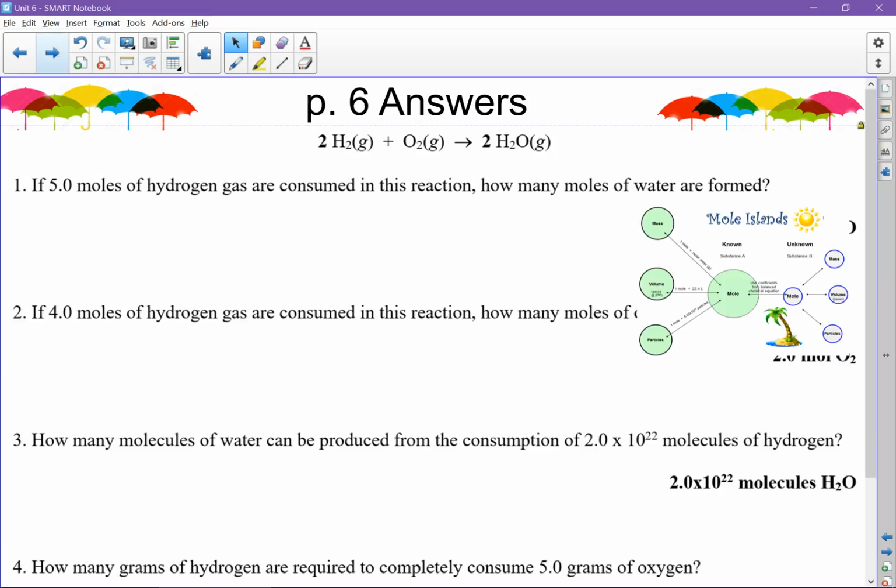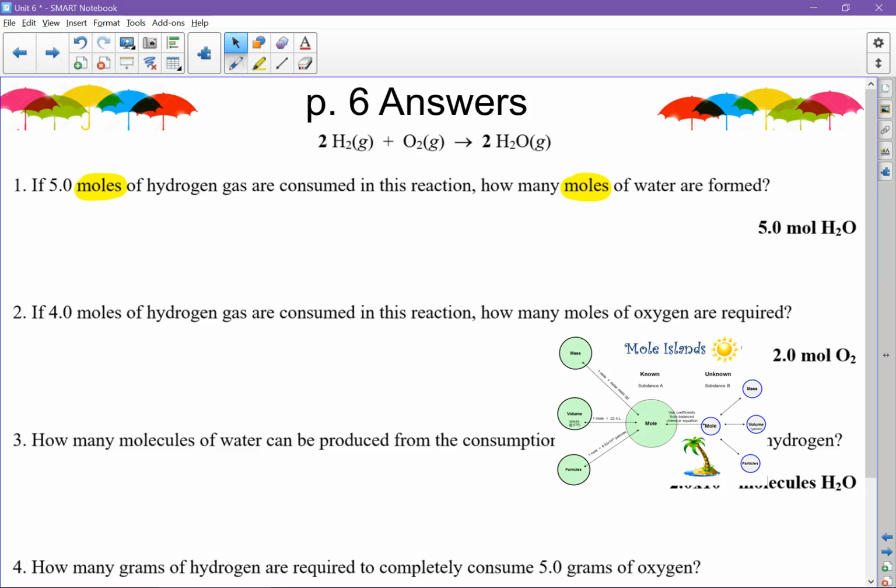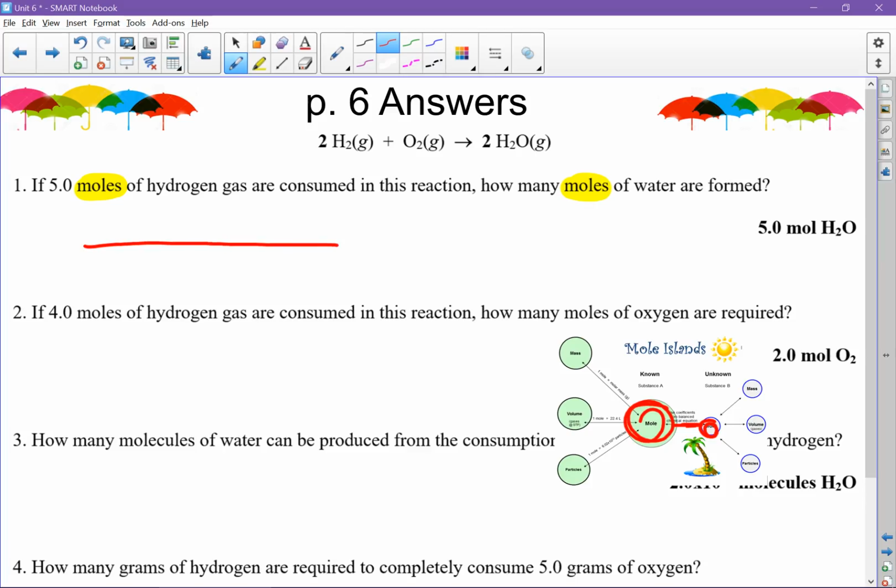Alright, so we're going to do some of these from the first reaction. So if I look at the first question, then I'm going to look for the islands. I see something about moles and something about moles. So if I look at mole islands, moles and moles are here and here. So I can do that in one step. So this is just going to be one fence.